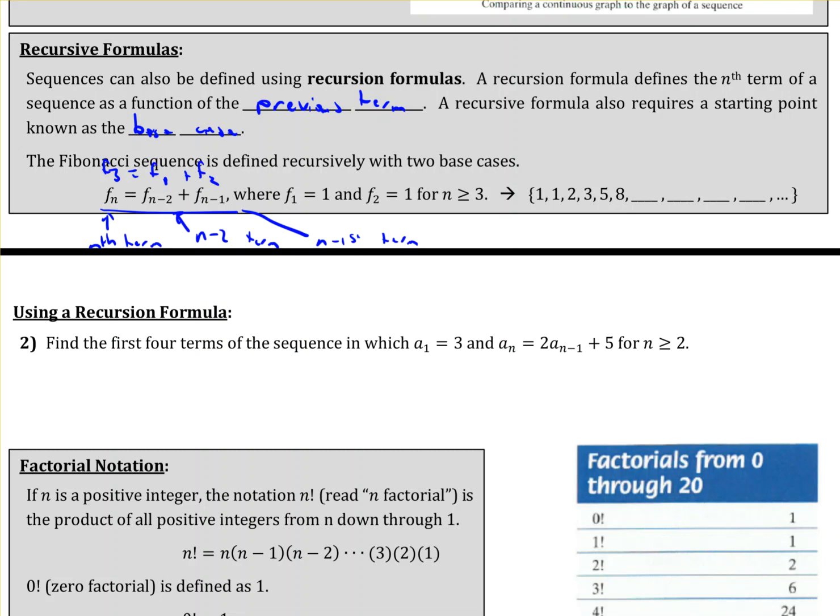So if you notice, 1 plus 1 gets me 2. And then if I do 1 plus 2, that gets me 3. If I do 2 plus 3, that gets me 5. And then 3 plus 5 gets me 8. 5 plus 8 gets me 13. 8 plus 13 gets me 21. 21 plus 13 equals 34. 34 plus 21 gets me 55, and so on.